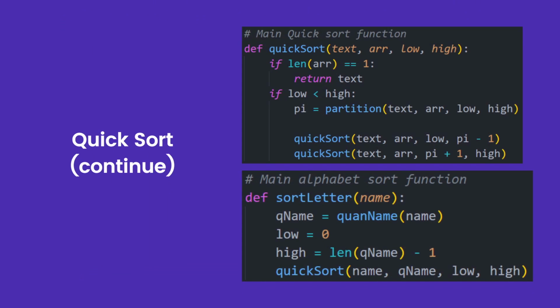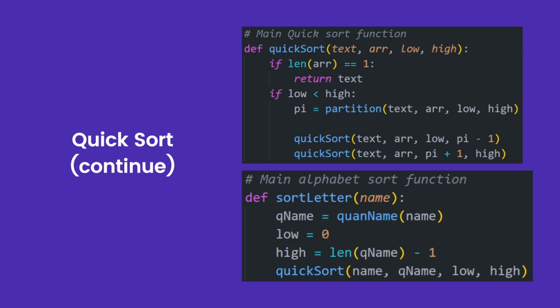This is the typical quick sorting algorithm with the function sortLetter added in to adapt it. As the name implies, sort letters. In the function sortLetter, the names that were inputted in are passed to the quantName function that we just talked about in the previous slide. The result, phoneme, is stored in QName in this function. Then the low and high are defined with low being 0 and high being the length of the QName array minus 1. Lastly, name, QName, low, and high are passed on to the quicksort function, where normal quicksort operations begin.